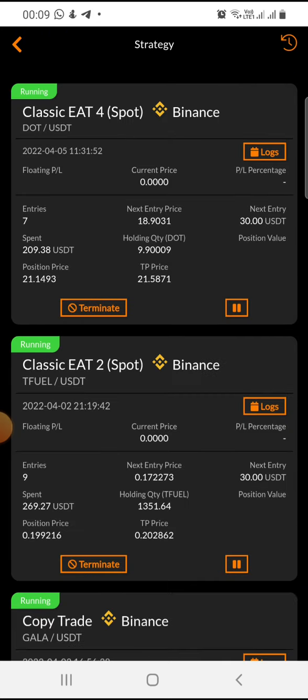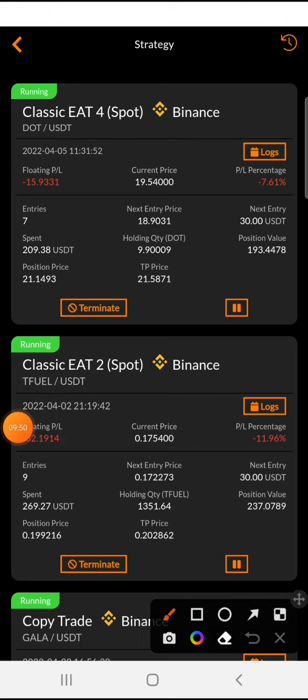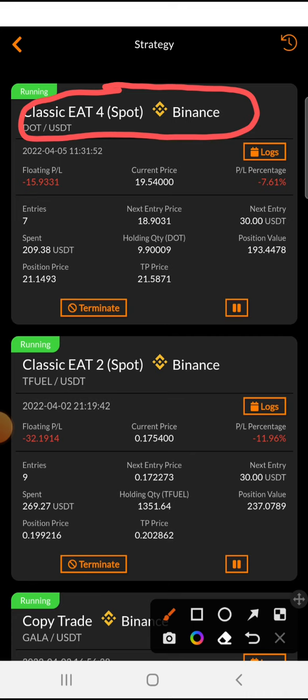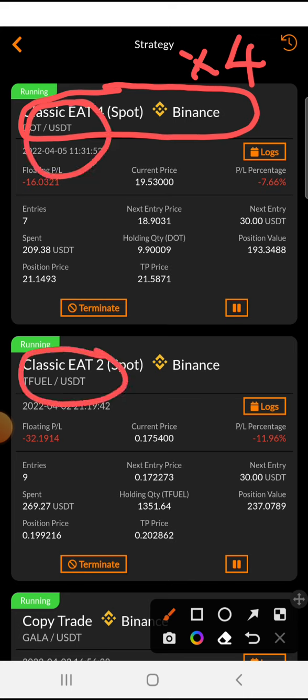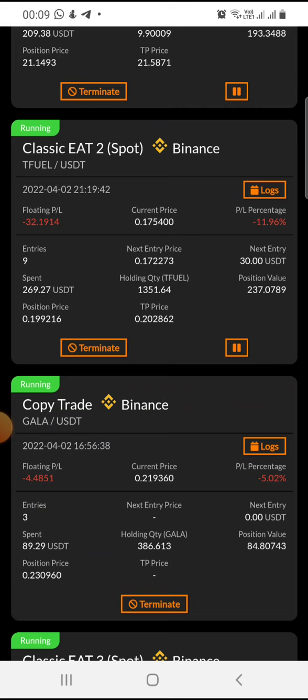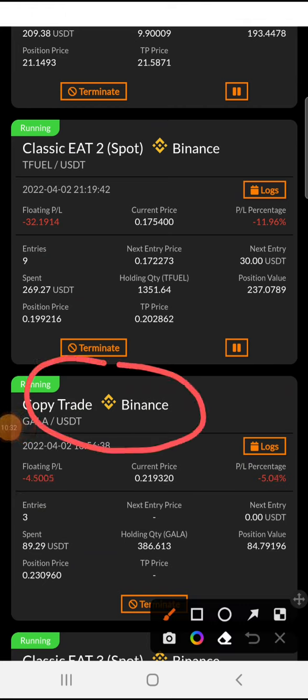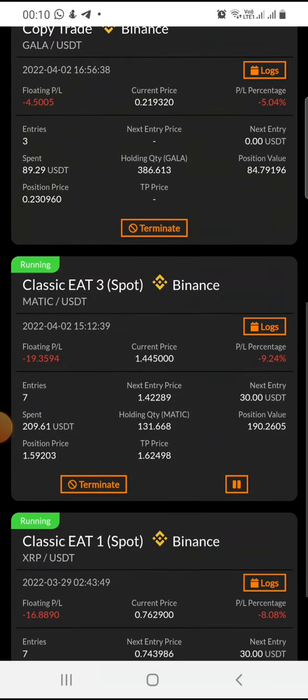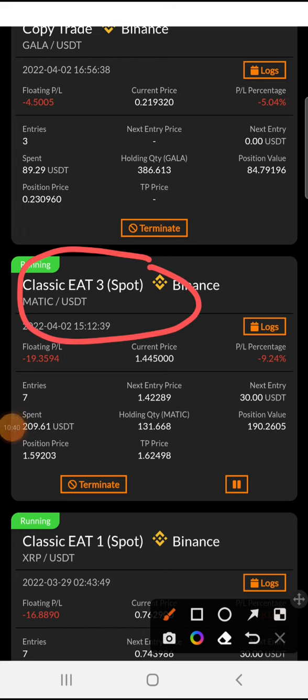Let me go to strategy. You see here I have Classic EAT, meaning fully automatic trading, with four coins. I use this fully automatic trading, a total of four coins. So this is the first one, the bot has traded DOT. The second one is T-Fuel. And then this is copy trading, which is different. Copy trading is different, not fully automatic trading. And the others are Matic and XRP.